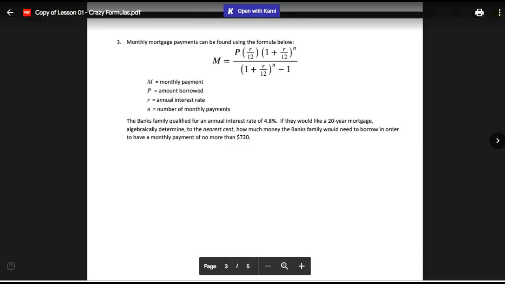So here, I'm going to get my pen out. We know the monthly payment. Let's see, the Banks family qualified for an annual interest rate of 4.8%. So I'm right next to this part, I'm going to write 0.048, and then it's a 20-year mortgage. Now you have to be careful, 20 years, but they want this in monthly payments. So I'm going to multiply my 20 by 12, and that's going to give me 240.